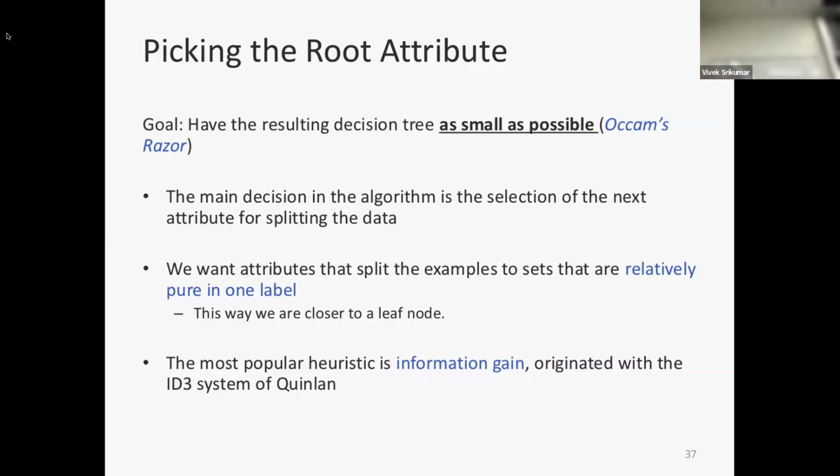And to make this intuition into something you can implement, the original ID3 algorithm used a notion called information gain. And that's what we're going to define next. Any questions about the high-level algorithm or this intuition that smaller trees might be better?